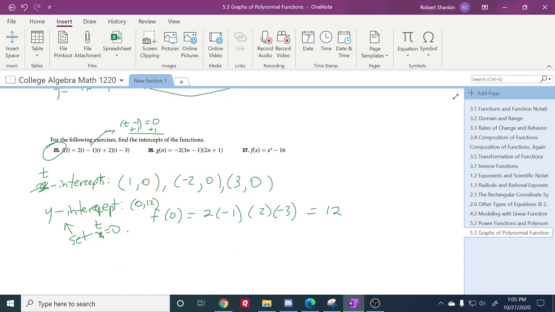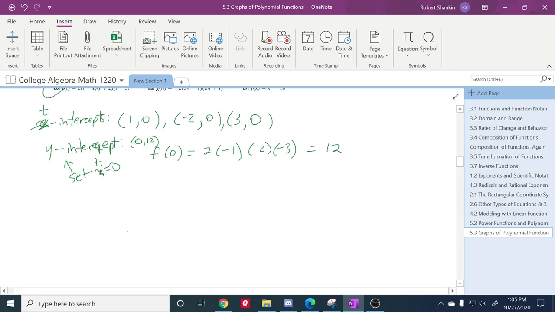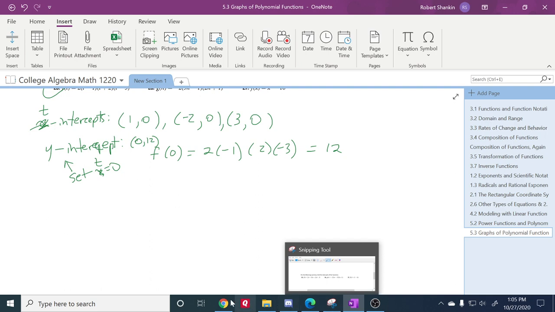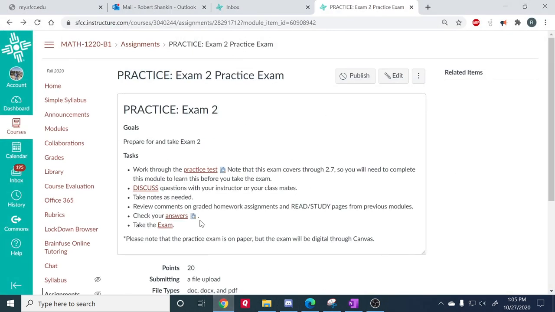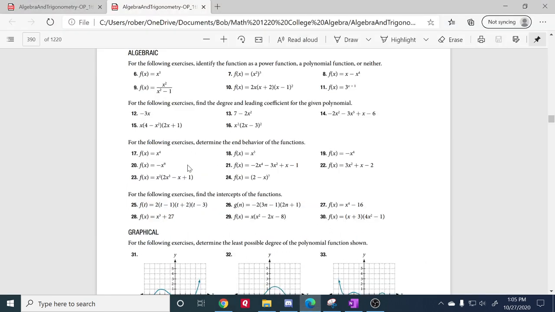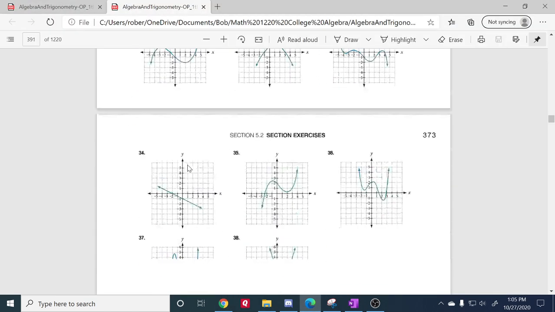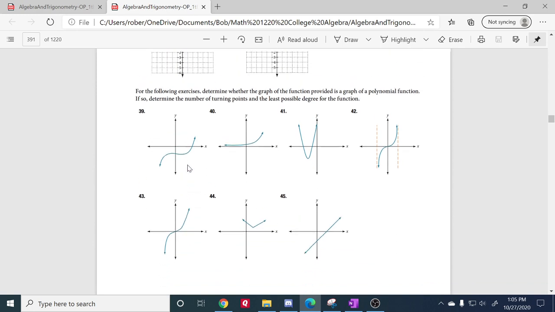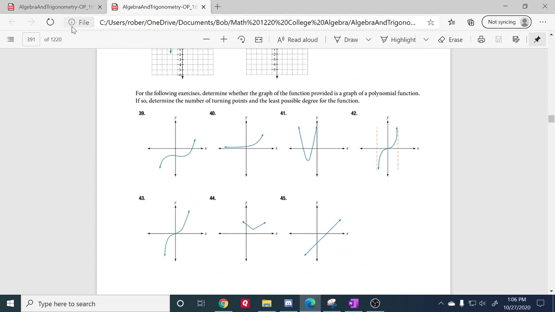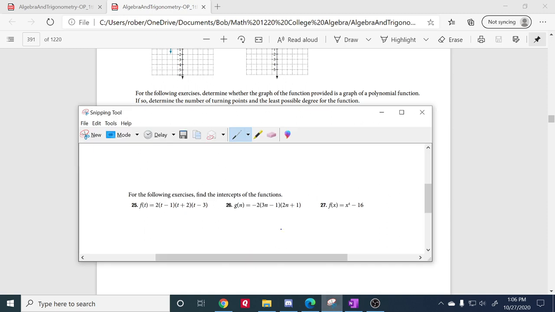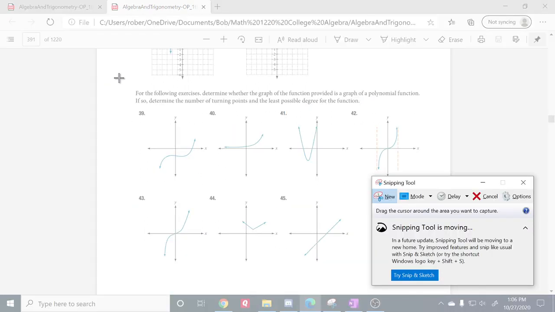Other questions? Hi, Mr. Shankin. Hey. I had two questions from 5.2, numbers 42 and 62. Right, let's start with 42. And your name is? This is Vanessa. Vanessa. Okay. So 42. We need the directions here, so let's get a snipping tool.